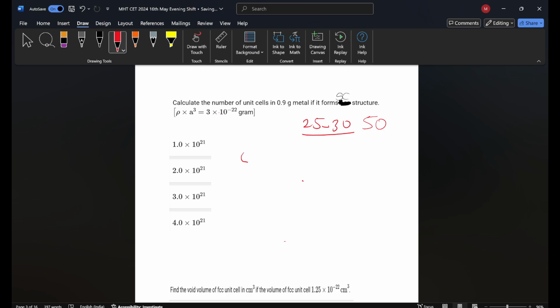The last question, same question, 0.9 is here, 3 is here, 10 raised to power 23 will be here, so it will go up. It will become 10 raised to power 22. 3 ones are 3, so 0.3, and it is 10 raised to power 22. The answer is 3.